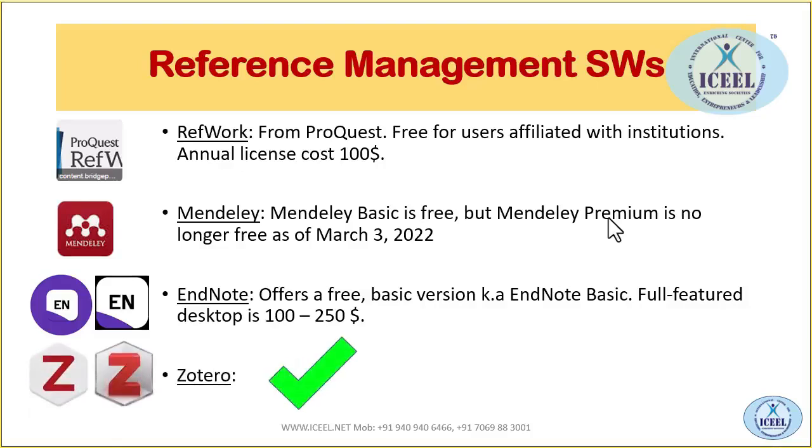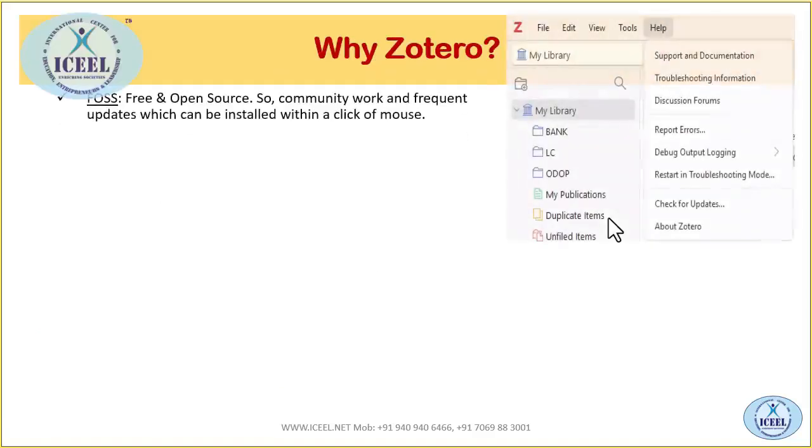Completely free and open source means that you can get even the coding part of Zotero, not the binary file, the code also. You can make alterations if you want. If you are a coder, you can alter the software as per your requirements for customization. That is the reason I have chosen Zotero to be learned for our reference management.